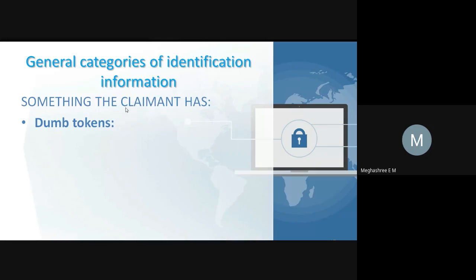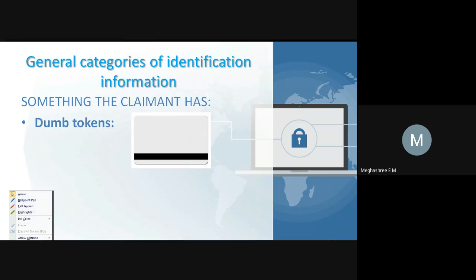Okay. So something that the claimant has, I mean, how the claimant provides identification information. The first one is dumb tokens. This dumb token is a physical device with limited memory that can be used to store identity information. Can you see this card where a black strip is there, right? So this, dumb tokens are physical.